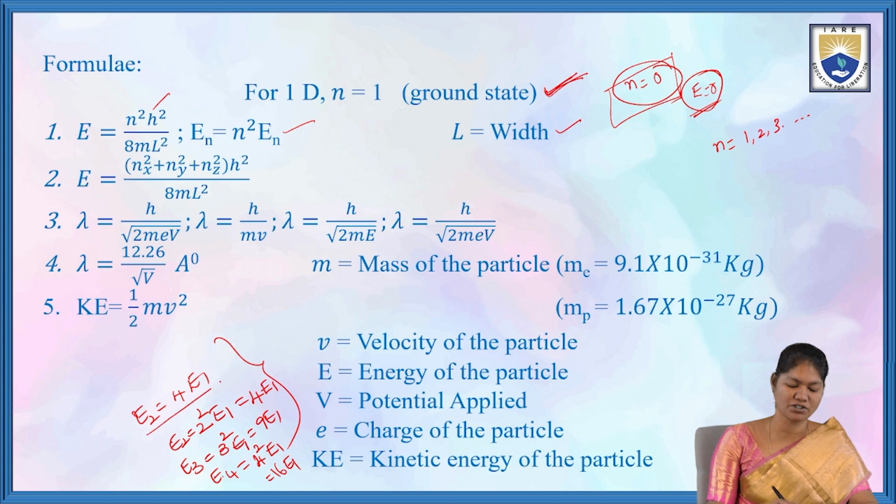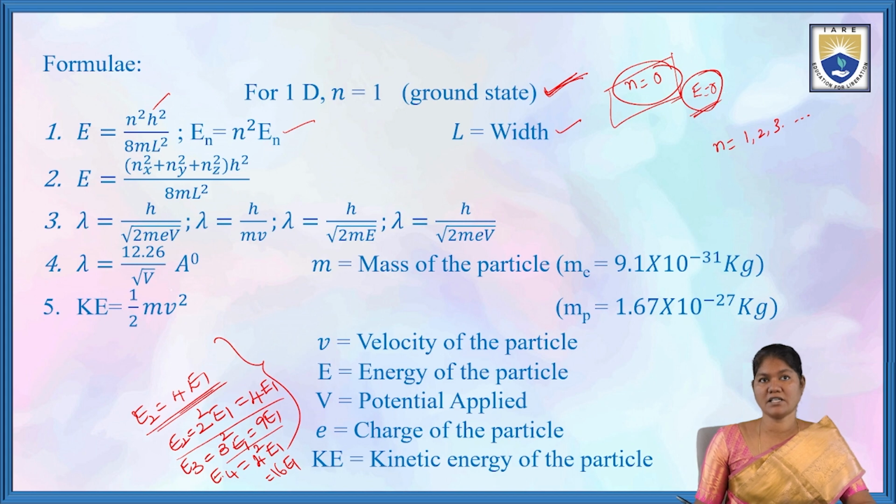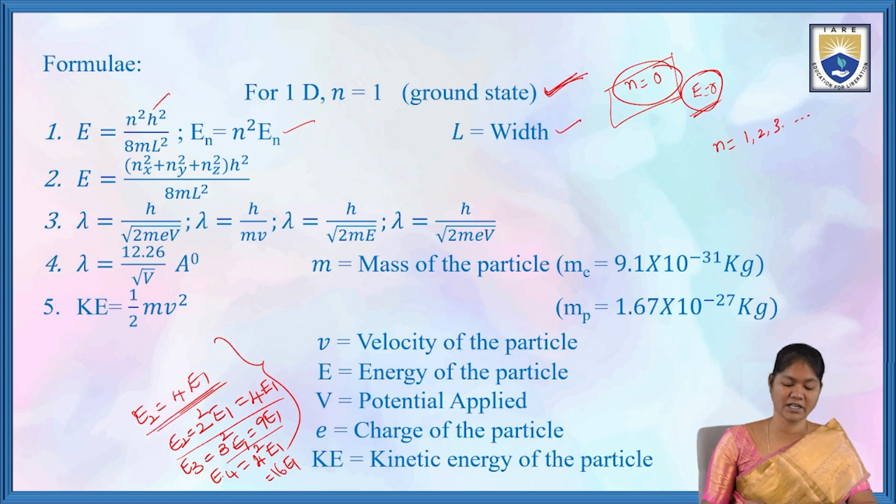So the energy levels will be like this. At n equals 1, the energy is E1. At n equals 2, it is the excited state, that is, the first excited state, and the energy will be 4 E1, that is 2 square E1. Like that, we can calculate the energies of the particle for the different energy levels.